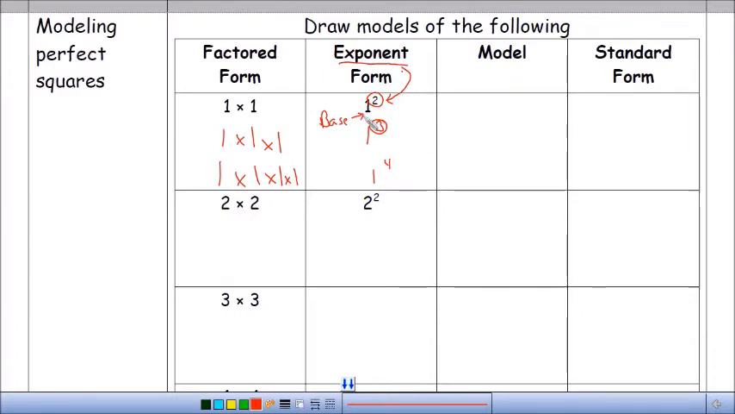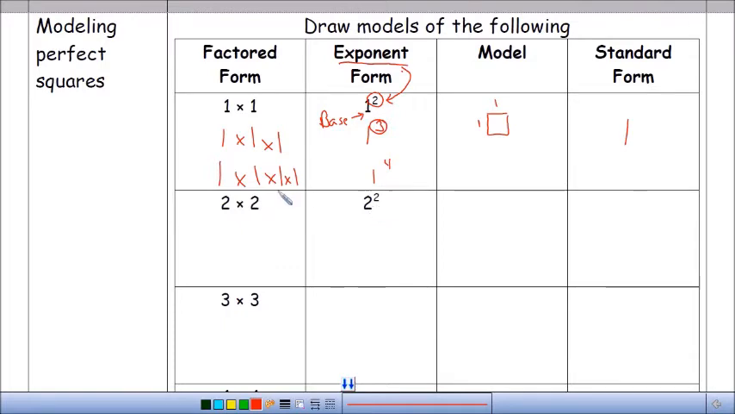Now to model this is just a square that has 1 by 1, so it would just give me one little bitty square, because this is worth 1 and that's worth 1. 1 times 1 is 1, so my answer is just 1. Okay, actually we don't even need to write that answer right there. Now the standard form. The standard form is the value of 1 times 1. What's the value of 1 times 1? 1. We're done.